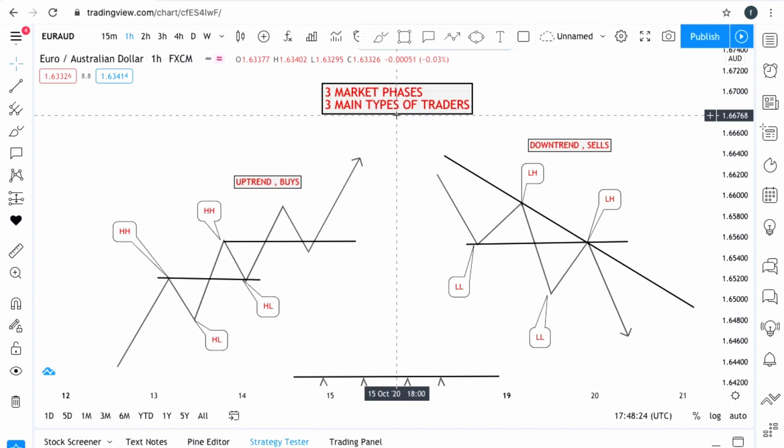Those are for persons that have a lot of patience, right? And those persons normally risk more money, like have a bigger lot size, and you trade with more capital and so on and so forth, right?